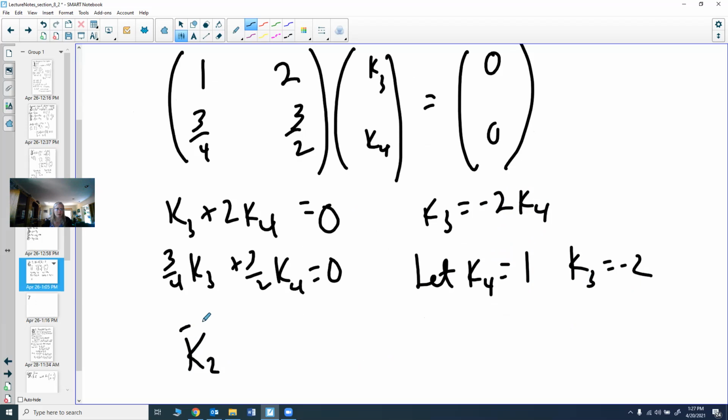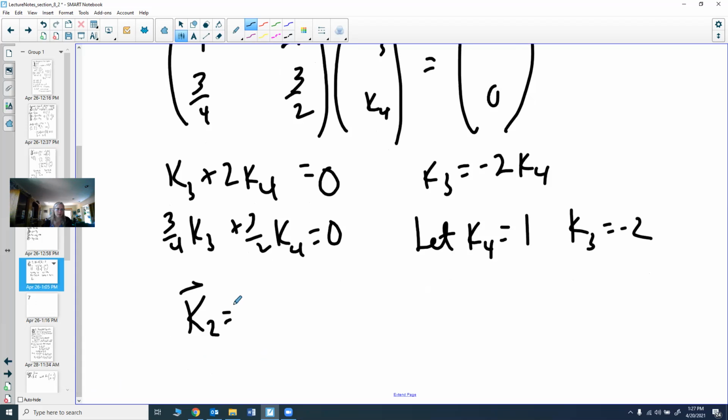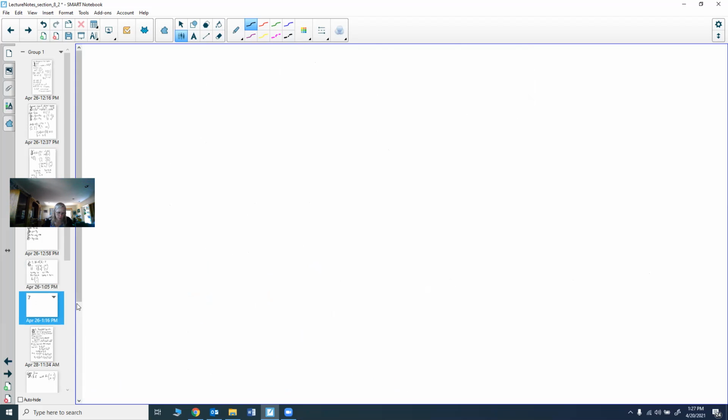That does tell me that you won't get the same answer as everybody else because you may pick different values for these, but they are linearly dependent values. So that's why it works out nicely. So K3 was -2, K4 was 1. So the matrix K2 is -2, 1. So now I can write my solution.